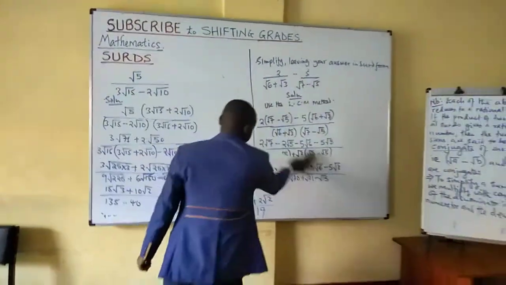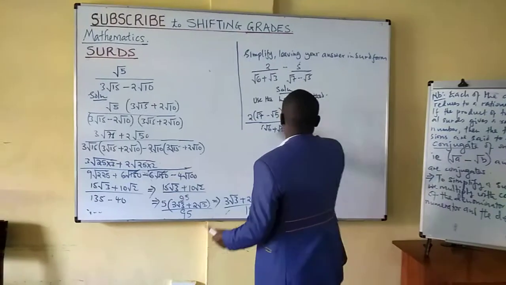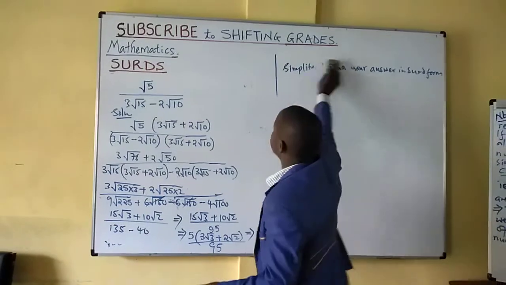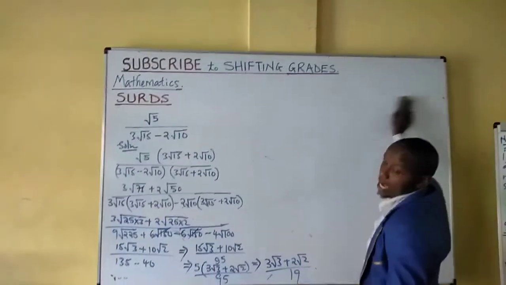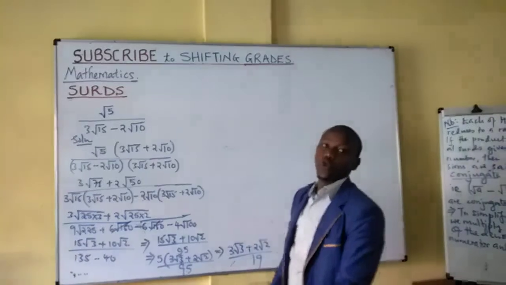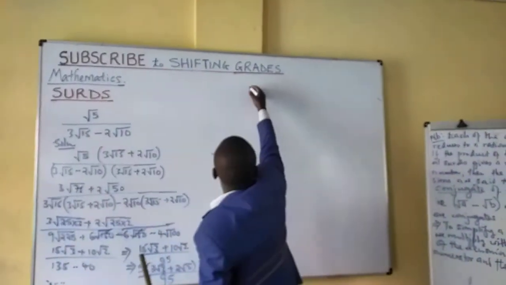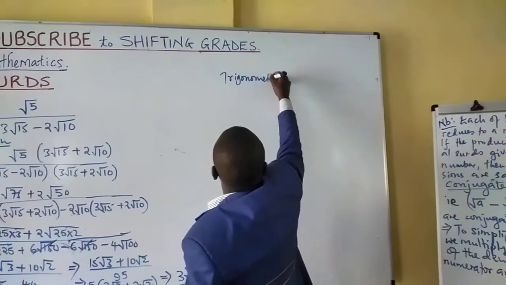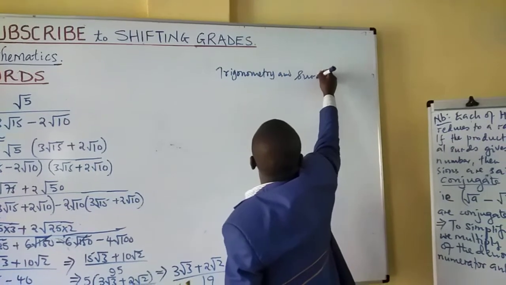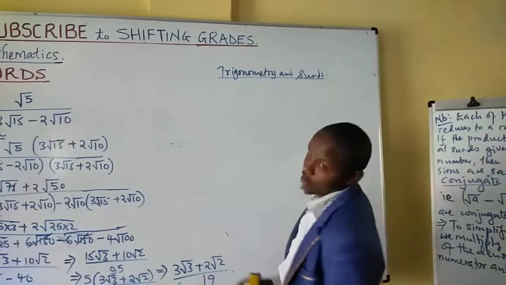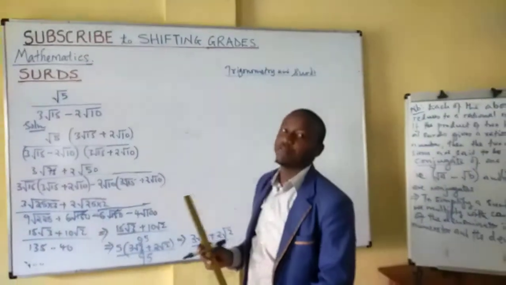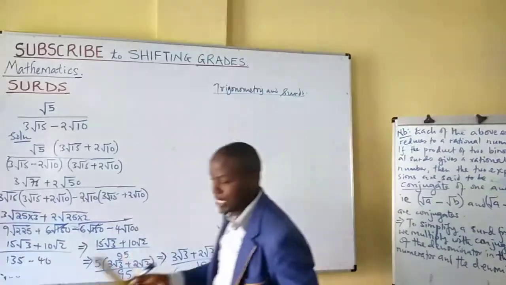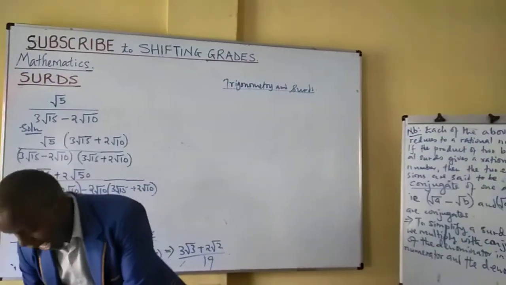I would like now to show some application of SURDS in trigonometry. Now, trigonometry is trigonometry 1, which is a book 2 concept. We have trigonometry and SURDS. Trigonometry and SURDS, I will just show how they are related, and I leave you with an assignment of operating a few examples on the same. Here, you'll find that, let me give a question. We'll approach it using a formed question.